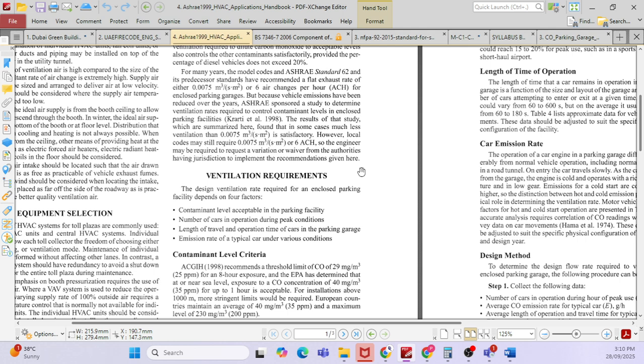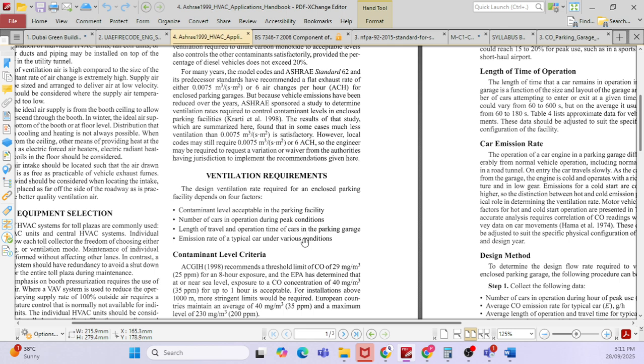If you go to mosque area, religious area, or hospitals, the number of car parking is being calculated based on the applications that we have seen in our architectural guidelines. Okay, now we know the number of car parking and we know the number of cars, right? If you know the number of car parking, you know how many cars will be parked. And length of travel and operation time of cars in the parking garage.